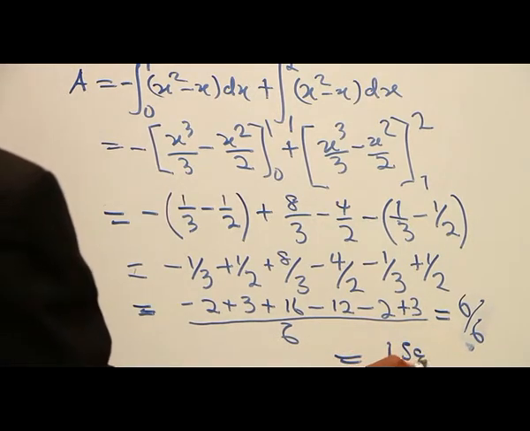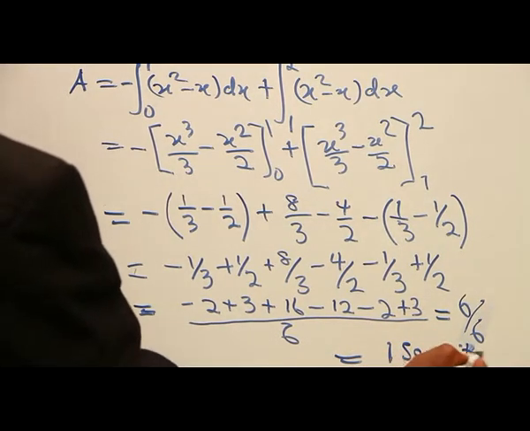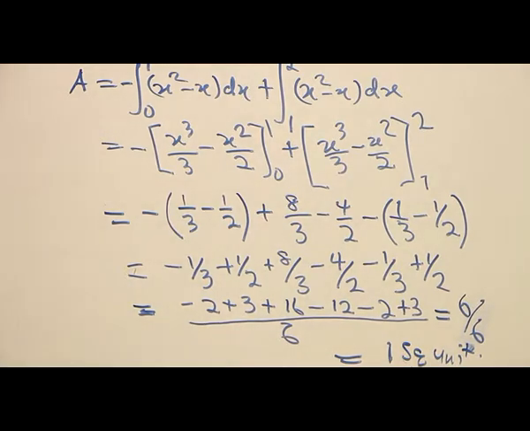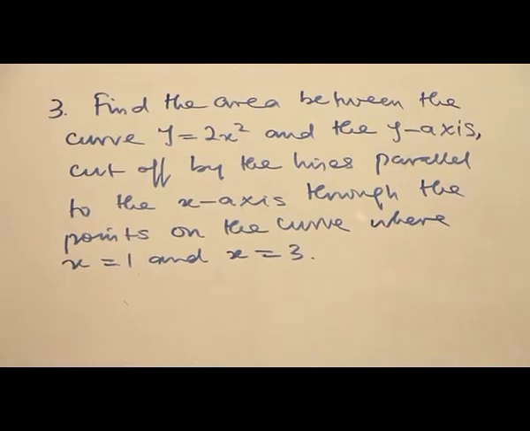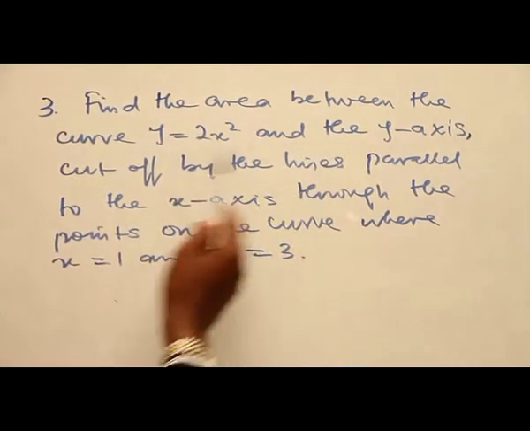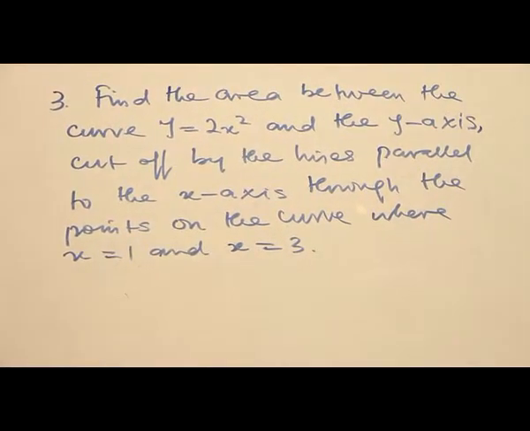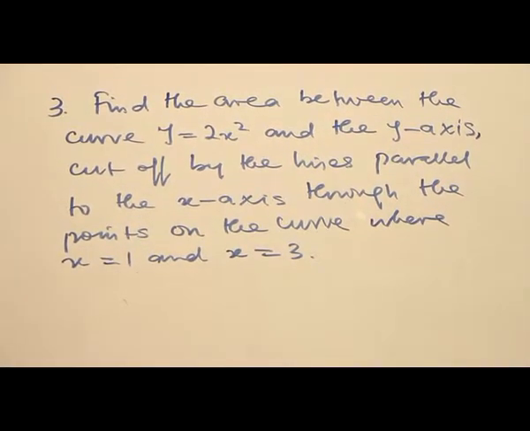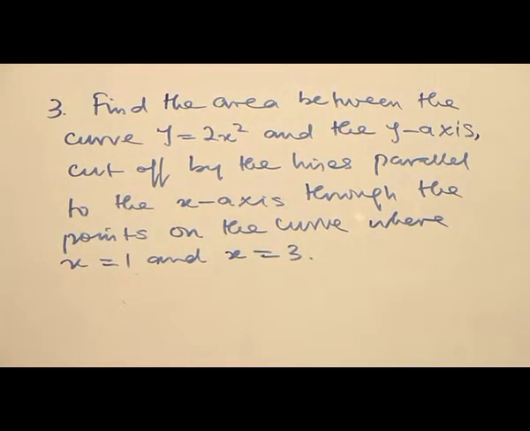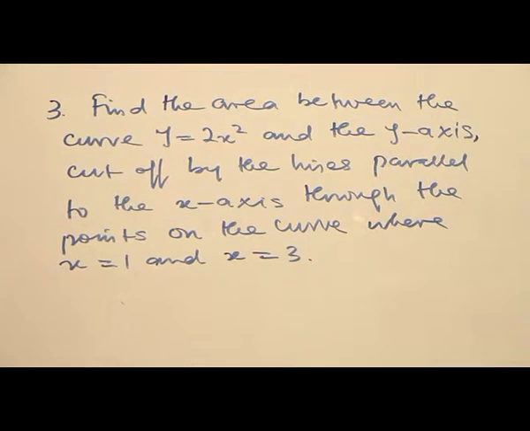1 square unit at the solution. Example number 3. Find the area between the curve y equal to 2x squared and the y-axis, cut off by the lines parallel to the x-axis through the points on the curve where x equal to 1 and x is equal to 3. Now let's start our solution.